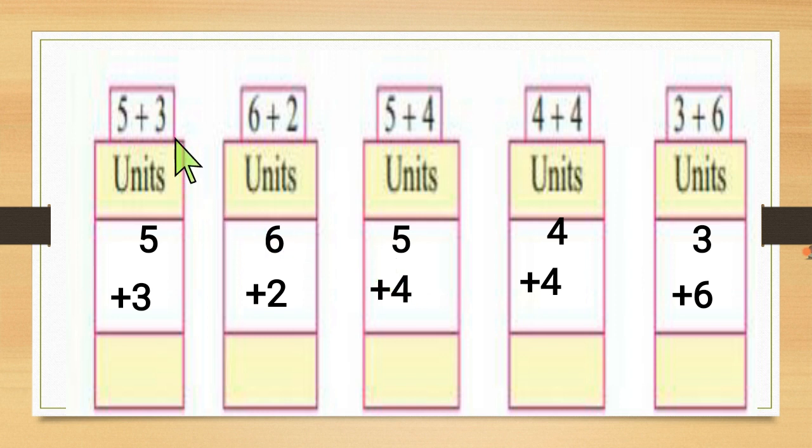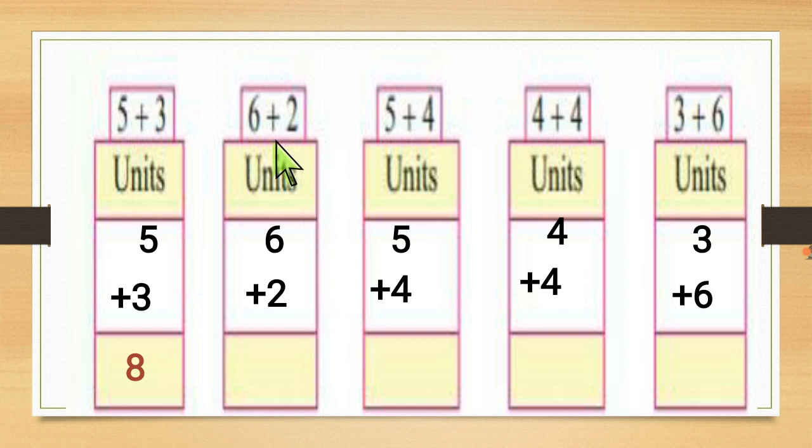Here the first question is 5 plus 3. So we write this 5 plus 3 in the unit place. Let us add them. We count only 3 fingers forward from the number 5. So after 5: 6, 7, 8. So the answer is 8. In this way you can do all the additions.